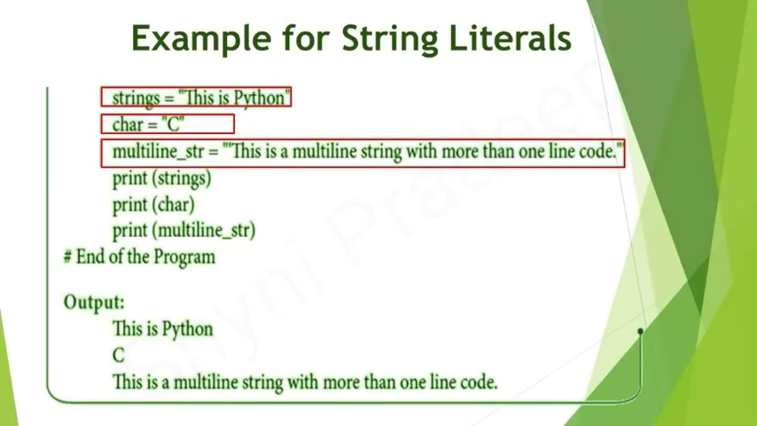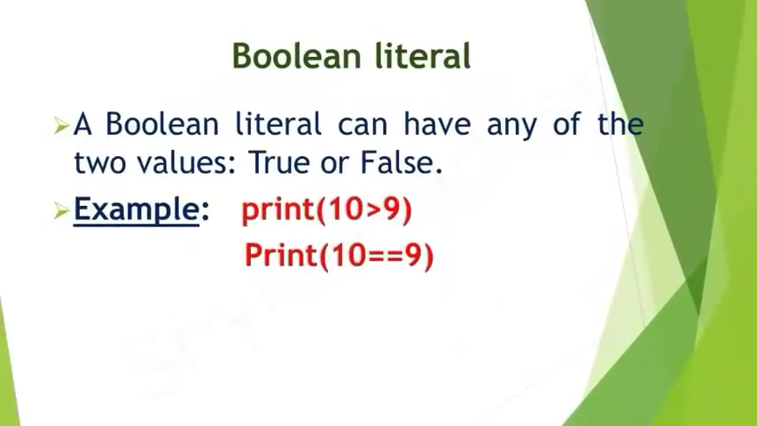Okay. So next literal is Boolean literal. A Boolean literal can have any of the two values. Any of the two values means either true or false. This Boolean literal having two values, what are they? True or false. Here you have to evaluate the expression and it returns the result in the form of true or false. So let us see one example.